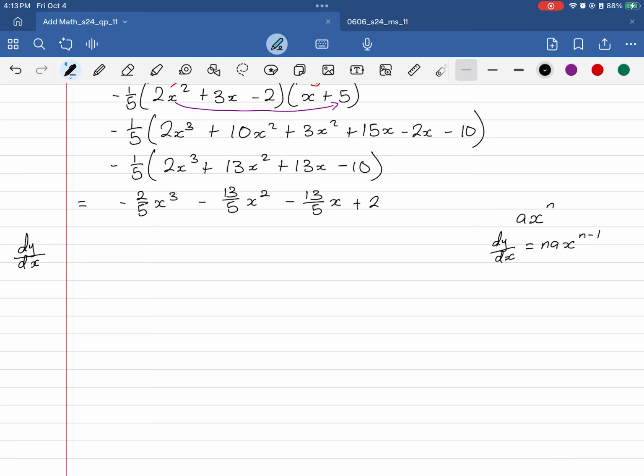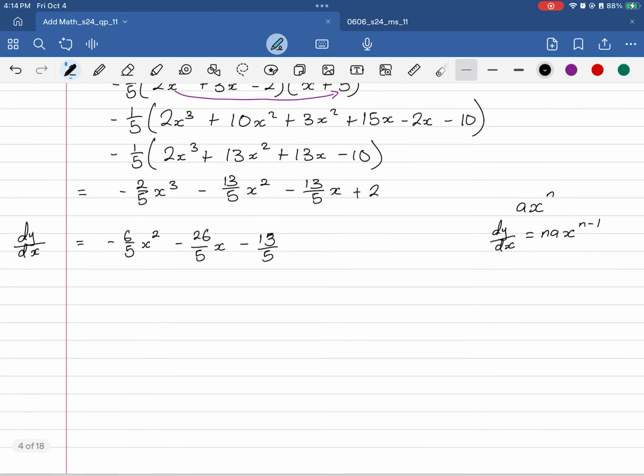So this first one would be minus 2 over 5 times 3, which is minus 6 over 5, then x, then 3 minus 1 is 2, so x squared. Next one is minus 13 over 5 times 2. 13 times 2 is 26, so minus 26 over 5x. Then this, because the power is 1, this is just 13 over 5, because 1 minus 1 is 0, so there's no exponent in that anymore. So now you found the first derivative.